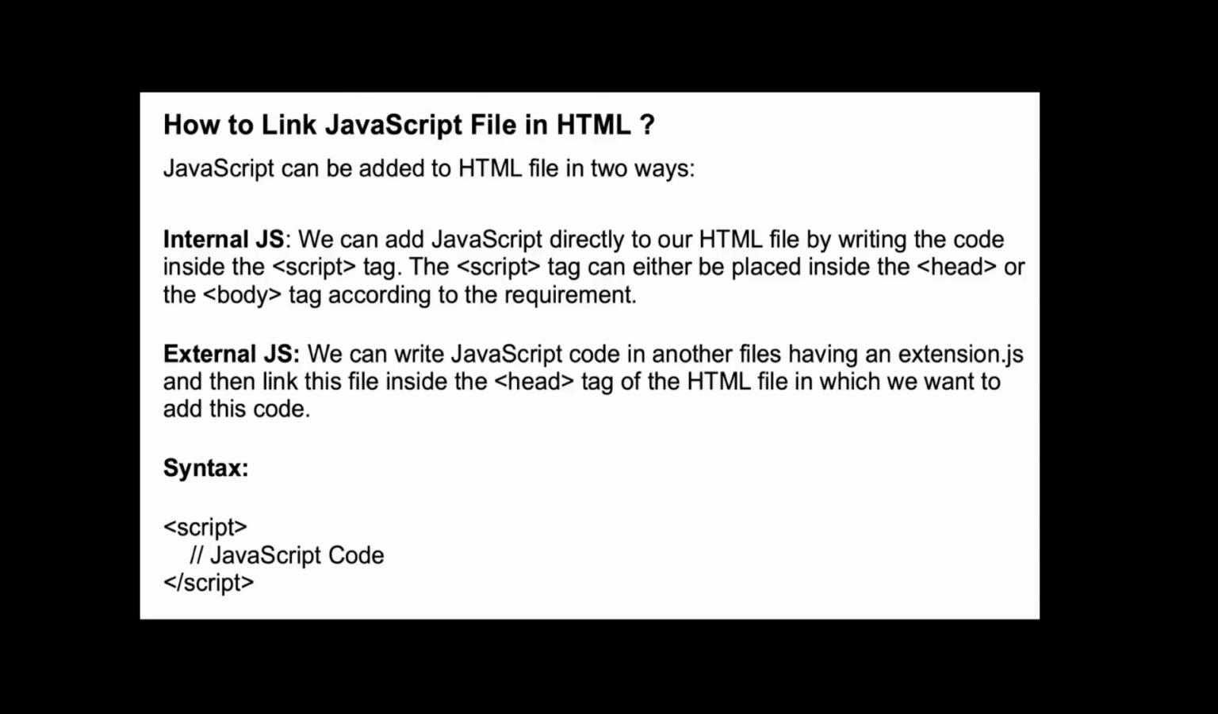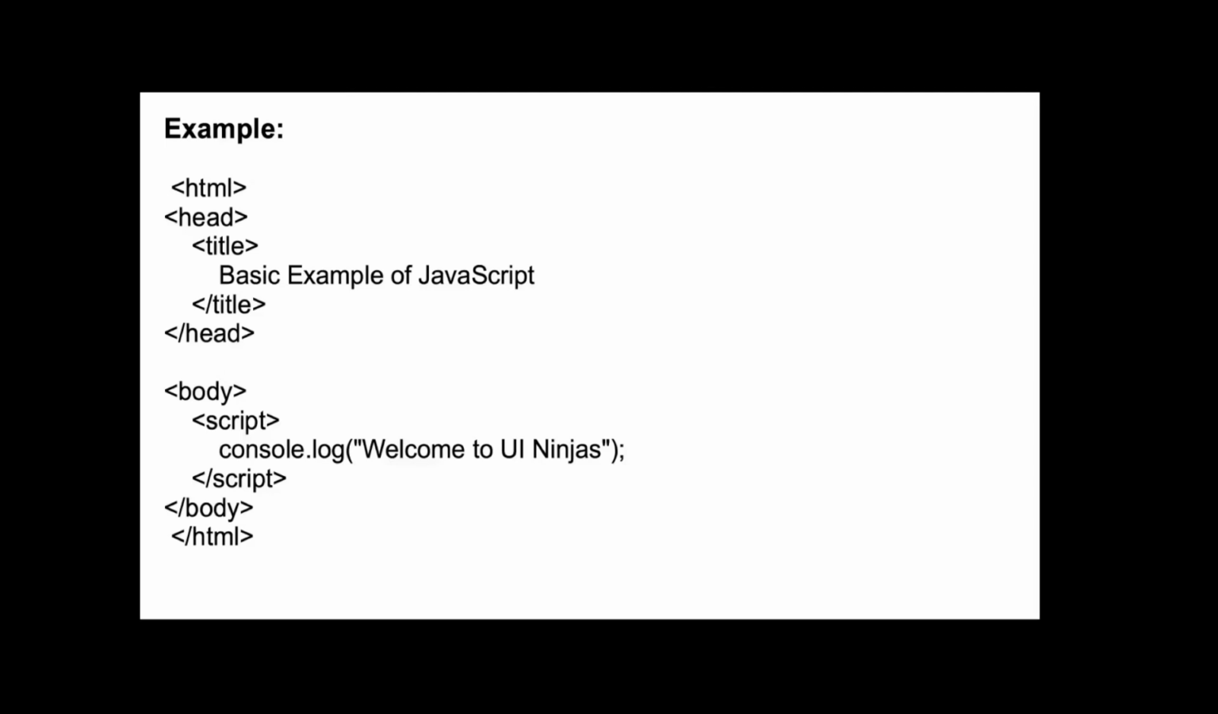Next is external JS. We can write JavaScript code in another file having the extension .js, and then link this file inside the head tag of the HTML file in which we want to add this code. The syntax is: first we use the script tag, in between that we use the JavaScript code, and close the script tag. This is a basic example that shows the output on the console by inspect element.